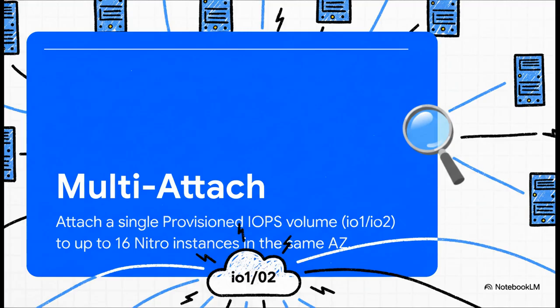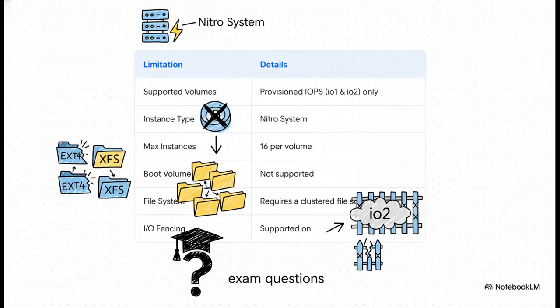The key thing to remember, and this is exam gold, is that this only works for provisioned IOPS volumes, so IO1 and IO2. Now, with great power comes a bunch of rules, and the exam loves to ask about these limitations. First, you have to be using Nitro-based instances. You can't use a multi-attach volume as a boot volume, which makes sense.